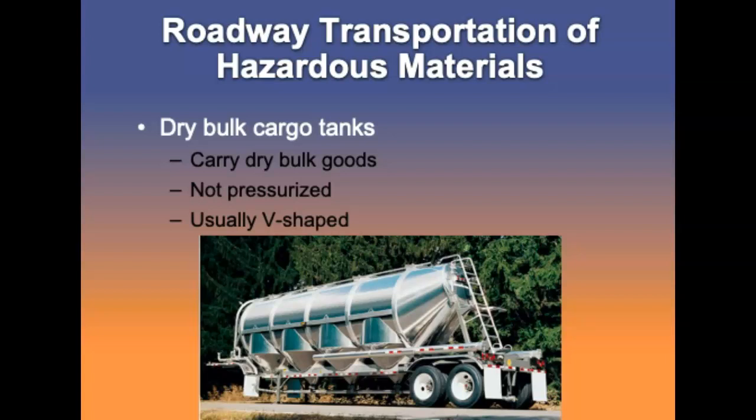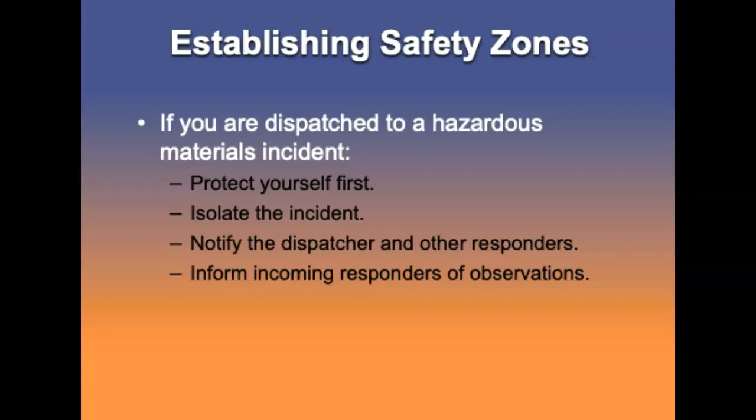Okay, so let's talk about establishing safety zones. Know the safety perimeters for hazardous materials that are toxic and those that pose a fire or explosion danger. Take the following steps if you are dispatched to a hazardous materials incident. Of course, protect yourself first. Isolate the incident as much as possible to avoid further harm. Notify your dispatcher of any other EMS, fire, law enforcement responders, and inform incoming responders of what you observe about the wind direction, terrain, and a safe response route.